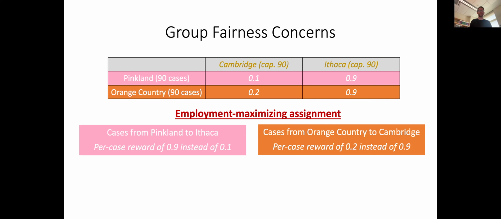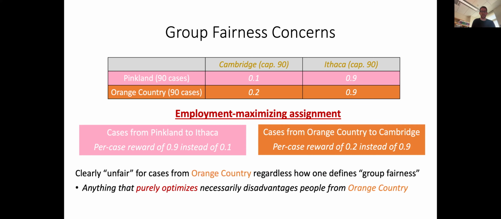And that difference leads us to a solution where everybody from pink land gets the great deal of being in Ithaca. You can tell that 2 of the authors of this paper got their PhDs at Cornell and really enjoyed their time there. And all of the cases from orange country are stuck in Cambridge with a much lower employment probability.